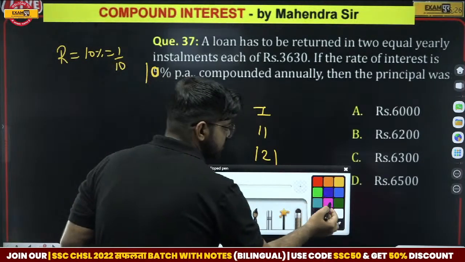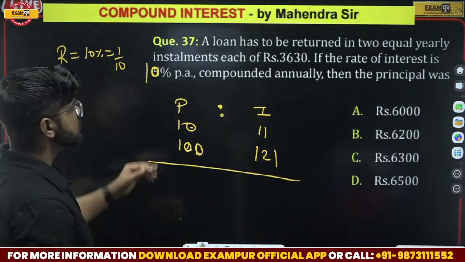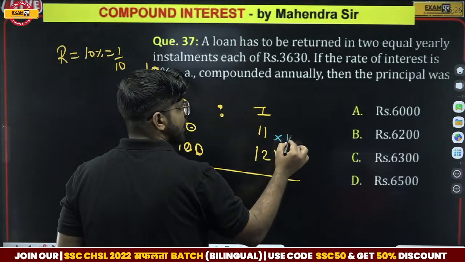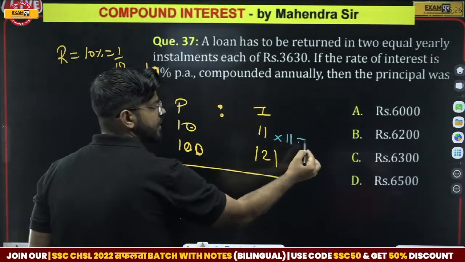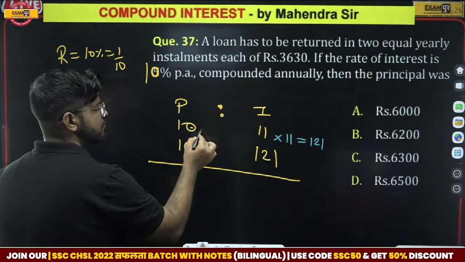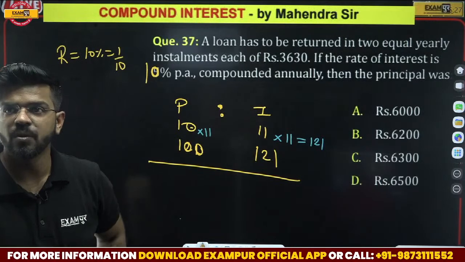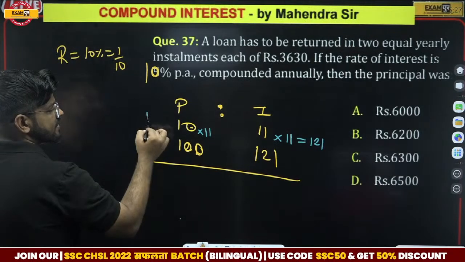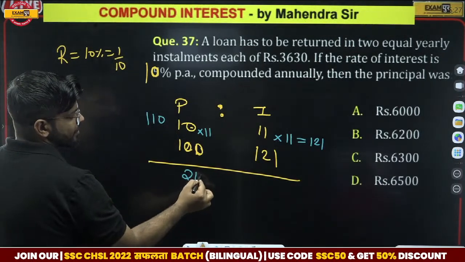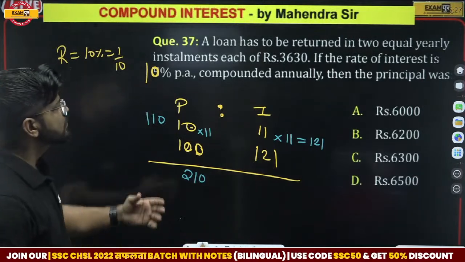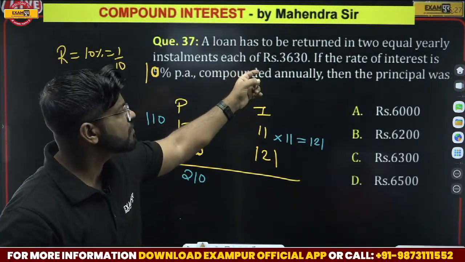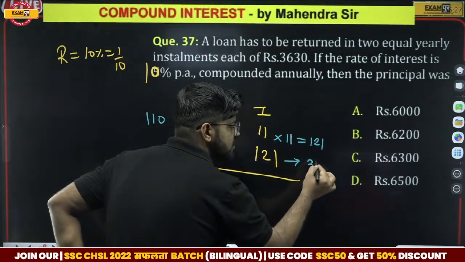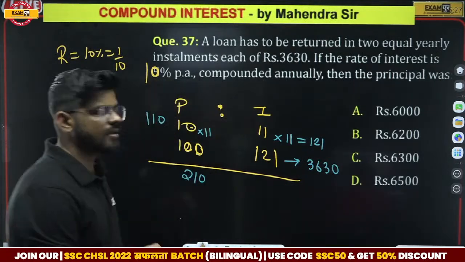But the question is saying these are 2 equal installments. So we have to make it equal. I have to multiply by 11 here to make it 121. Yes or no? Now these are equal. So we have to multiply 11 here also. So we are getting 1110, overall 2310. Now the question is saying 2 equal installments each of 3630. That means these are the equal installments and these are equal to 3630.